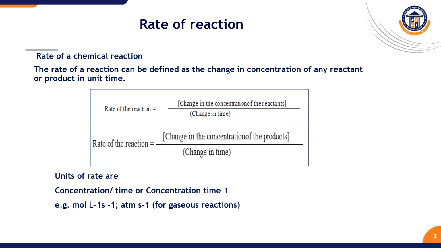The rate of a reaction can be defined as the change in concentration of any reactant or product in unit time. So the rate of reaction can be written as a change in concentration of any one of the reactants. Suppose there is more than one reactant in a reaction, we can use only one reactant to define the rate of the reaction.